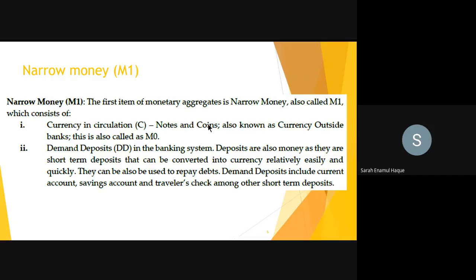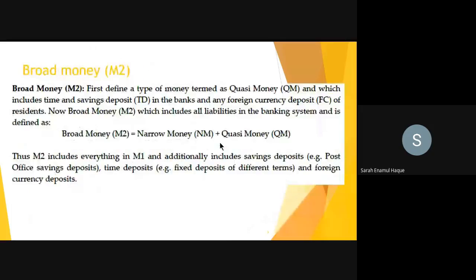So basically your current accounts, your savings accounts and things like that, these small short-term accounts, these are called demand deposits. So if you add the amount of money that is in currency in circulation and the amount of money in the demand deposits in the banking system of Bangladesh, you will get the amount of M1 in Bangladesh, which is the narrow money. Is this part clear? Yes. Okay.